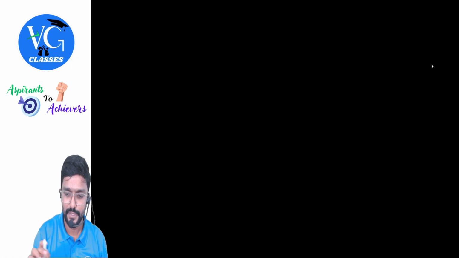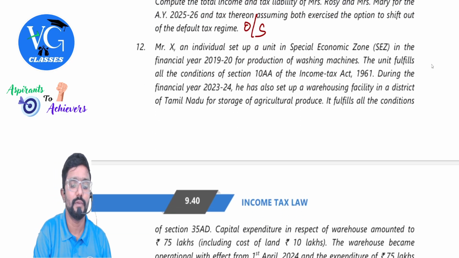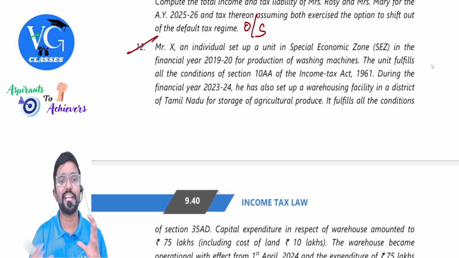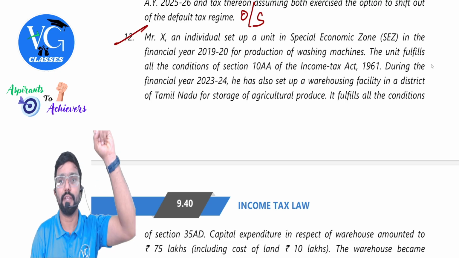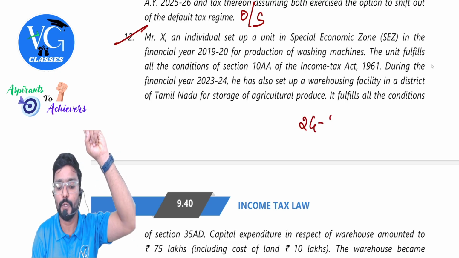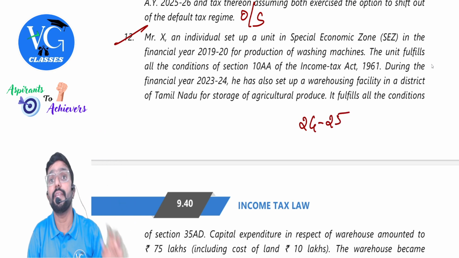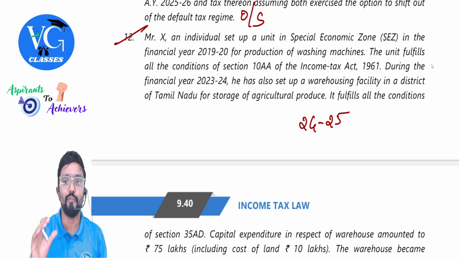Okay? So last question. Mr. X, an individual, set up a unit in SEZ, Special Economic Zone, in the financial year 2019-20. We are in which year, guys? 2024-25. It was set up in 2019-20 for production of washing machine.